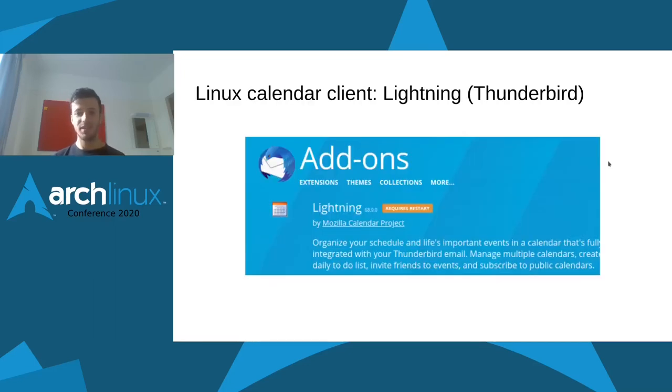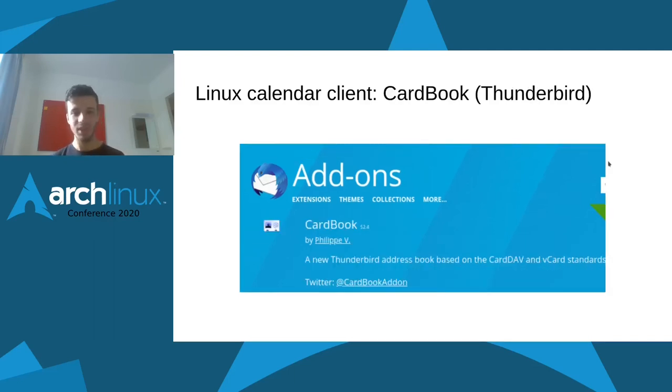Whereas for Linux, Thunderbird Lightning is pretty much the default option, I think, that most of you guys are using, for controlling your calendar and accepting invitations through email and managing them left and right, of course. For contacts, Thunderbird also has an add-on called CardBook, which can synchronize via CardDAV to the local EtherSync client, for example, and it also works okay.